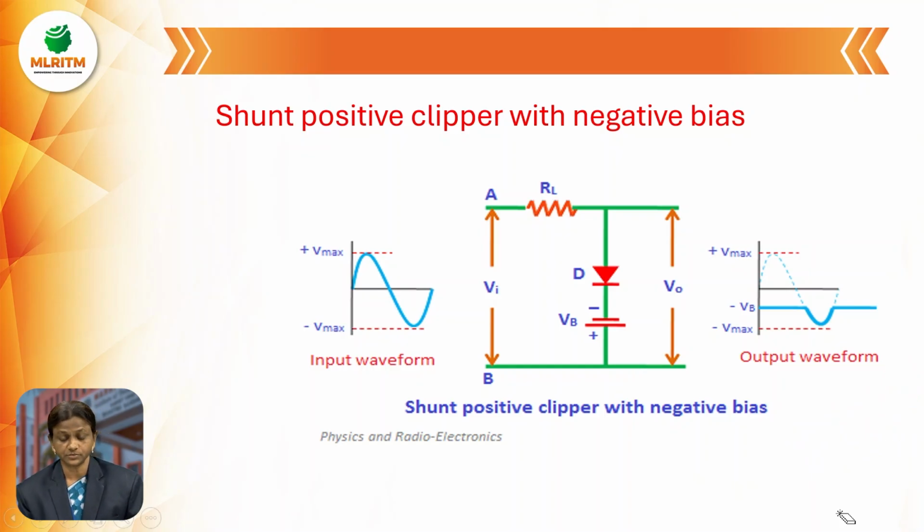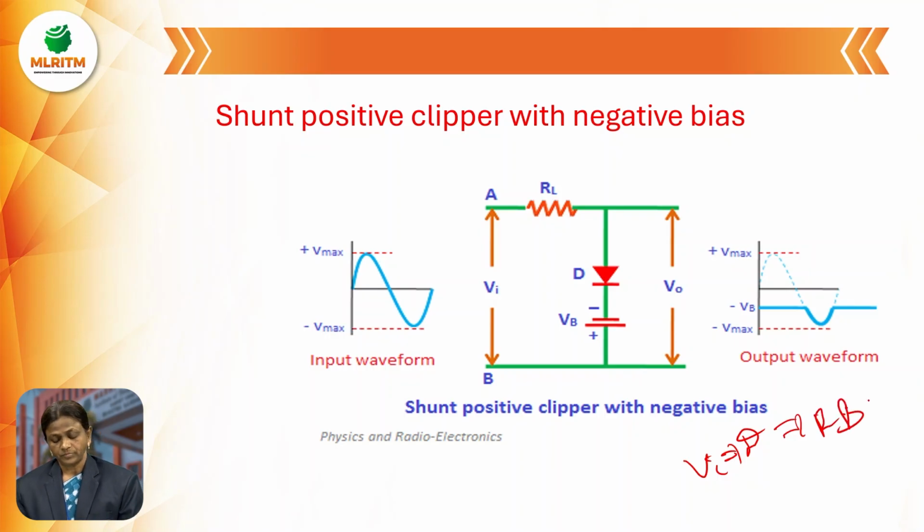During the negative half cycle, what happens to the circuit? During the negative half cycle, terminal A becomes negative, terminal B becomes positive. When terminal A becomes negative, the negative terminal is connected to the anode of diode D. So during the negative half cycle, due to Vi, the anode is negative and this terminal is positive, so diode D is in reverse bias.